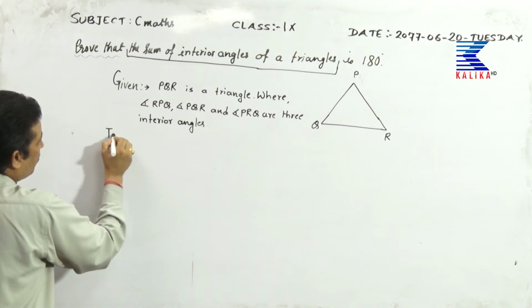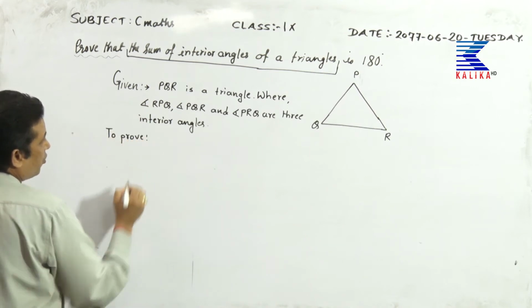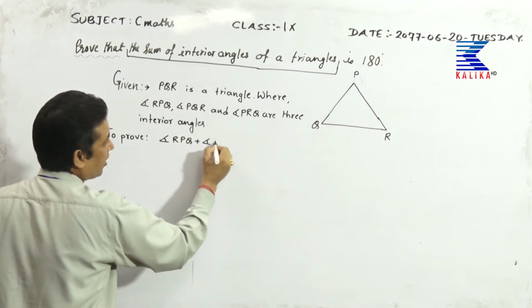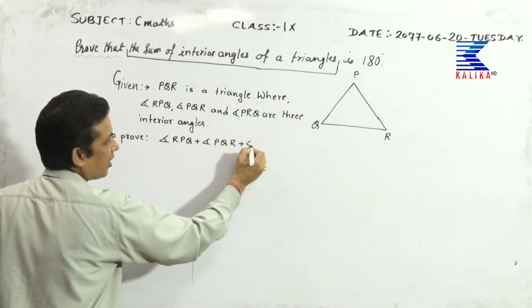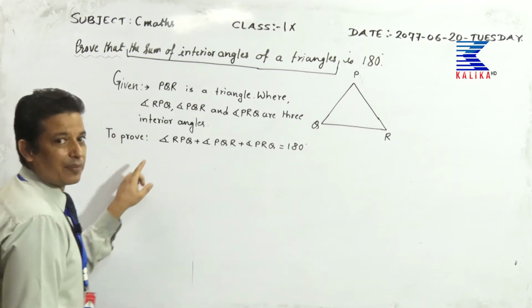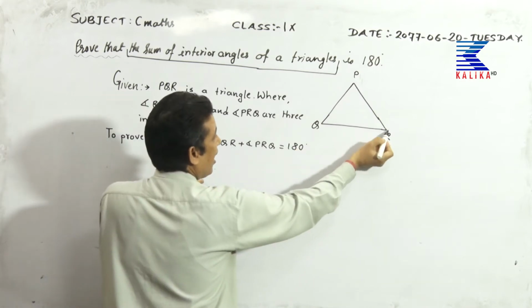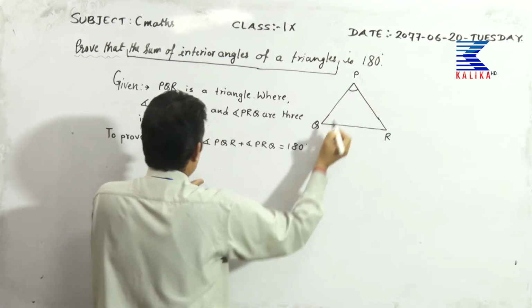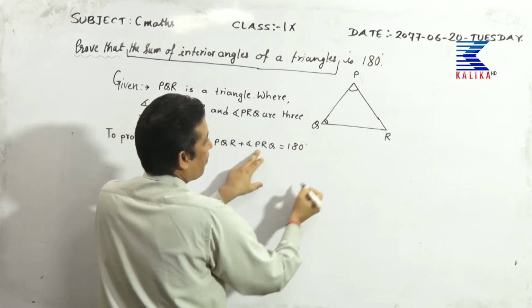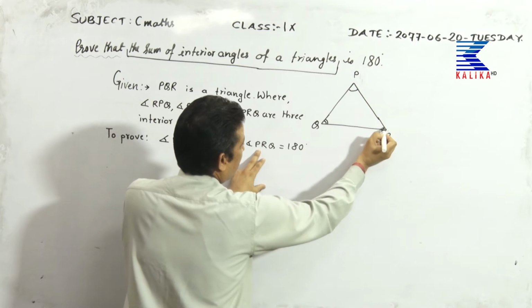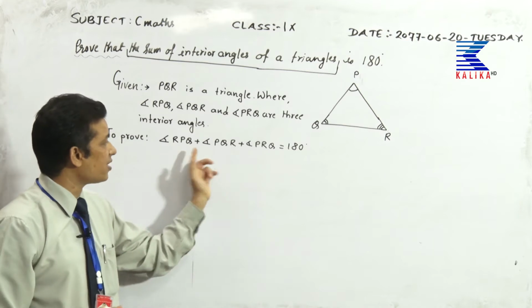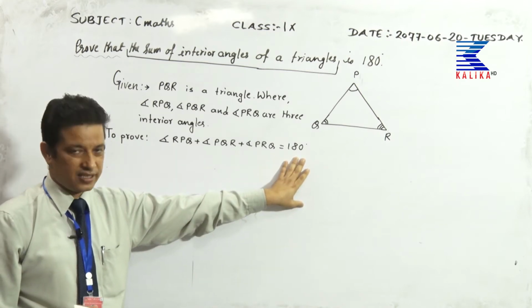And what is to be proved? We are proving that the sum of the interior angles, angle RPQ plus angle PQR plus angle PRQ, is equal to 180 degrees. Let us see the names of the angles once again: RPQ is the first angle, PQR is the second angle, PRQ is the third angle we have taken. And we need to prove that the sum of these 3 angles is 180 degrees.